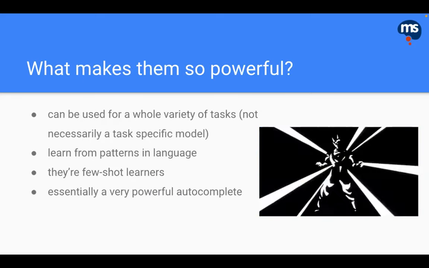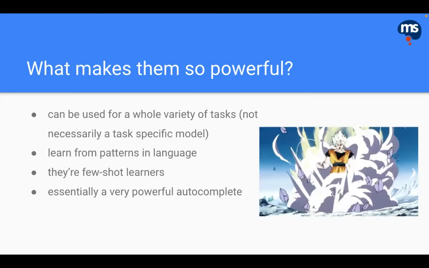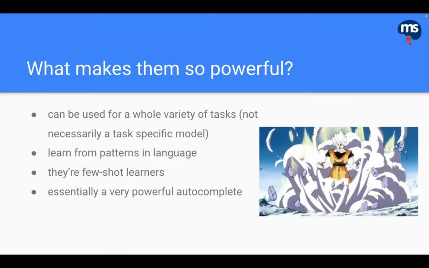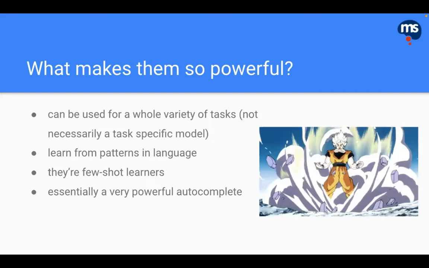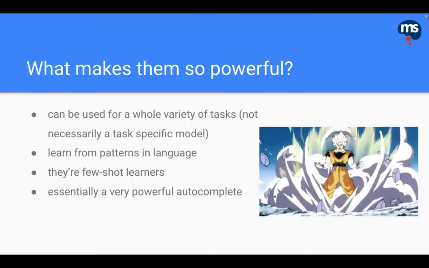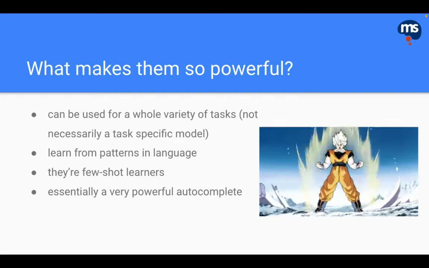But again, why are they so powerful? Because they're trained on such large data sets, they can do a variety of tasks out of the box, right? And they learn from patterns in language, as we saw with the Paris example. And they are few-shot learners. So not just for getting the capital city of a country, but let's say if we wanted to get sentiments, or if we wanted to extract some information from text.